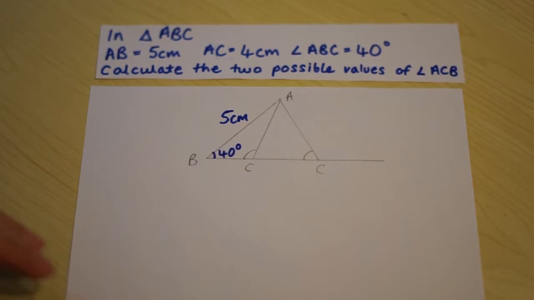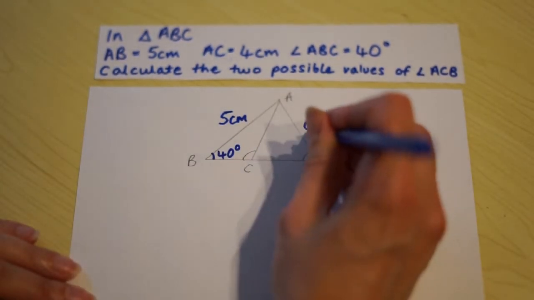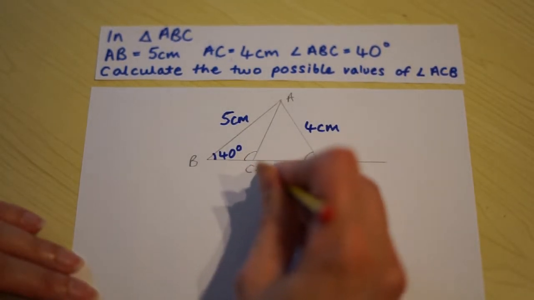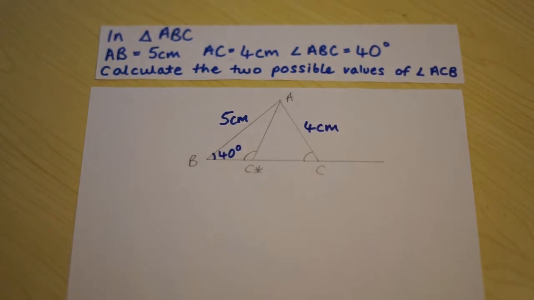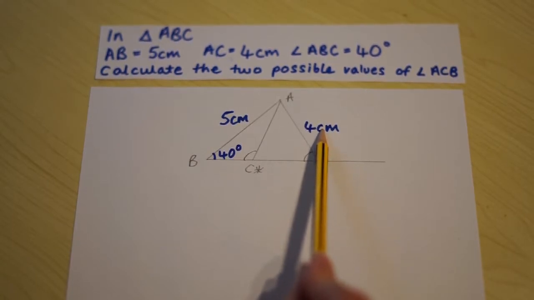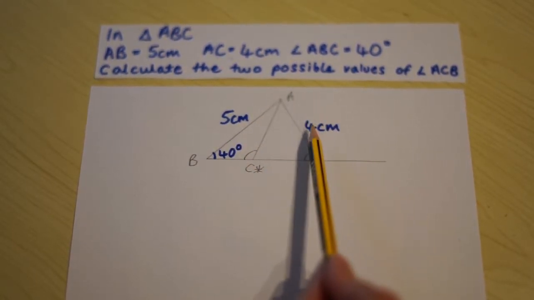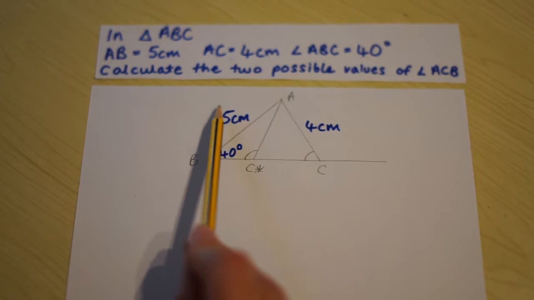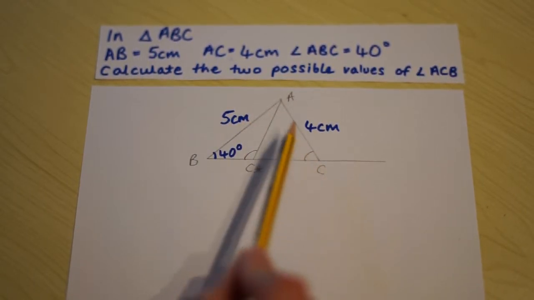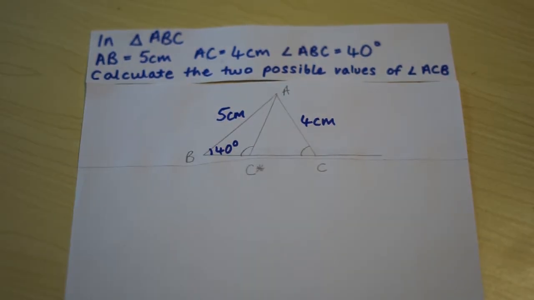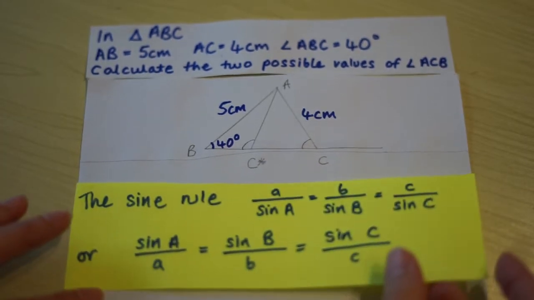So let's put AC, 4 centimetres just there, and focus on calculating that C. Let's call the other C star. They're obviously different. Okay, so let's have a look at what we've got. We've got a side that we know within this big triangle, and we've got the side opposite the angle that we also know. We've got this side that we know, and we want to know the angle opposite. So as that's the information we know, this screams the sine rule as a handy formula to work this out.